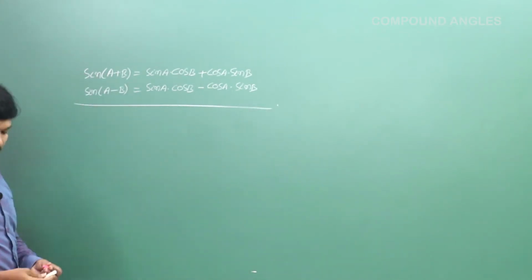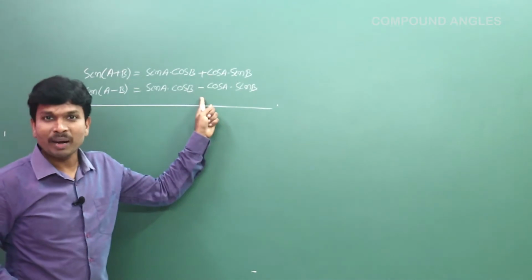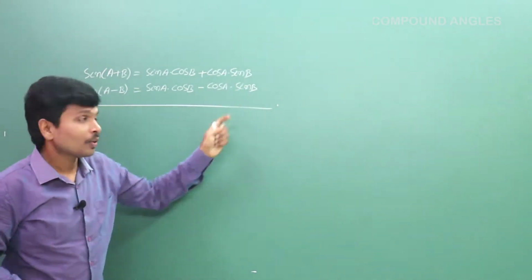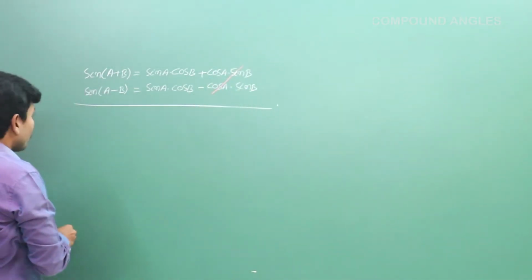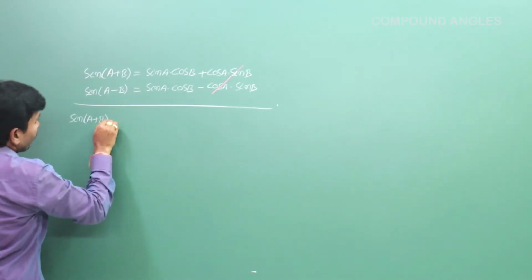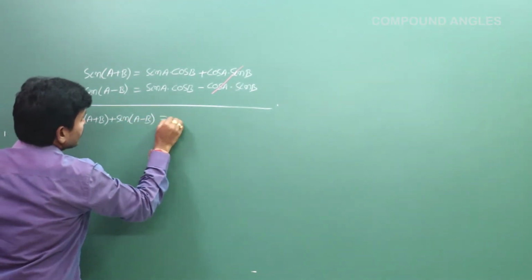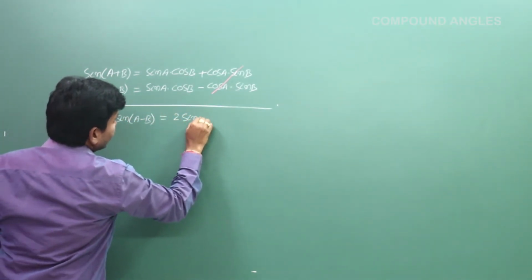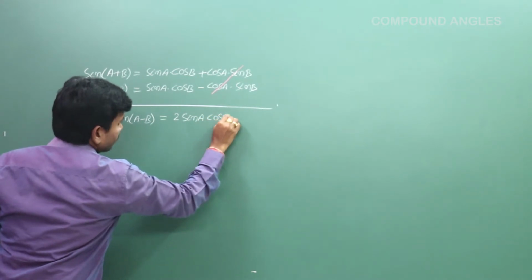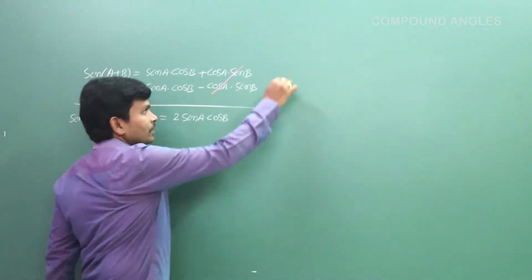Just add it. Addition. This is the plus symbol, this is the minus symbol. Both are same quantities, no? So they get cancelled. So now sin of a plus b plus sin of a minus b is equal to 2 sin a cos b. Yes or no? Like that.